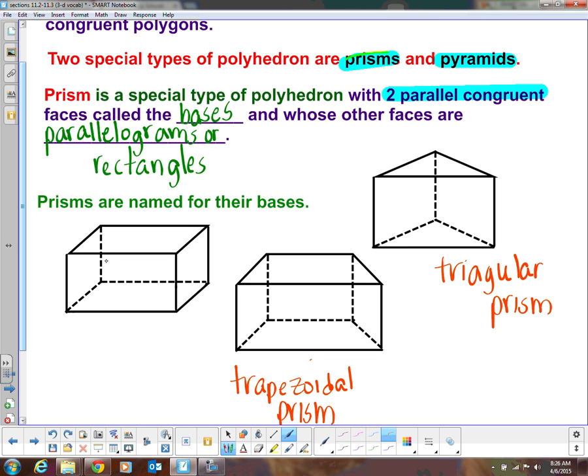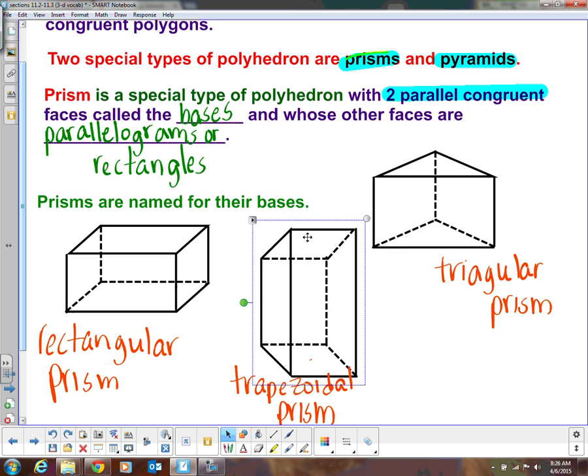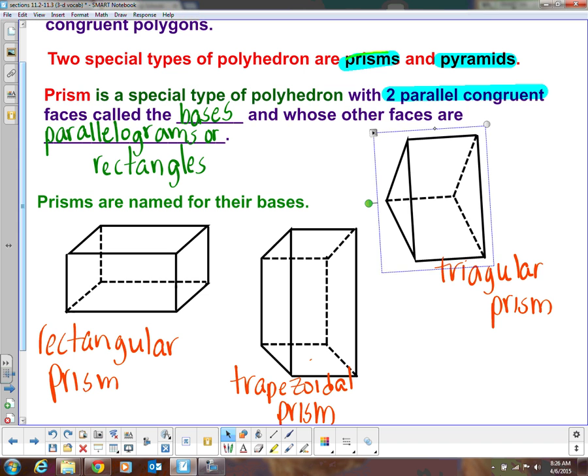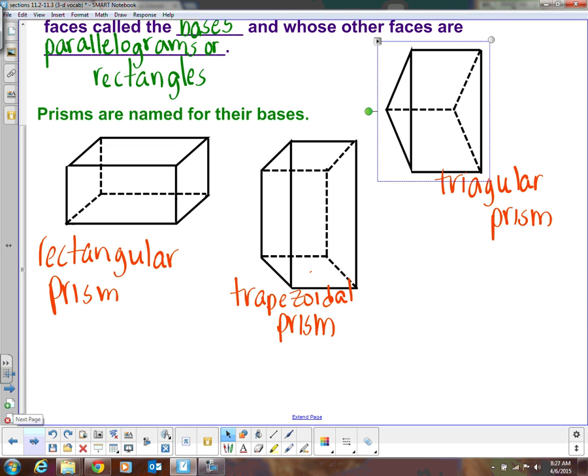Now, what's special about everything over here? They're all rectangles. So this is going to be a rectangular prism. Even if I were to rotate this, this is still a trapezoidal prism. If I were to rotate this, this is still a triangular prism. So it's important that you know this vocab.